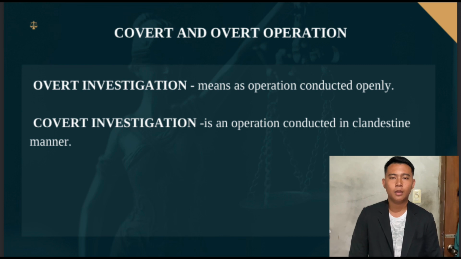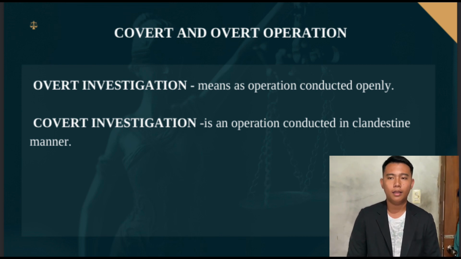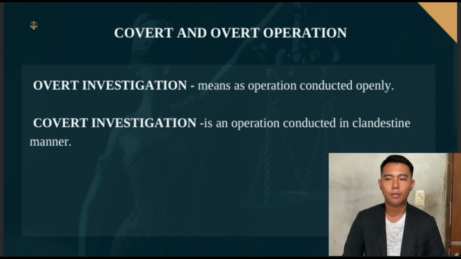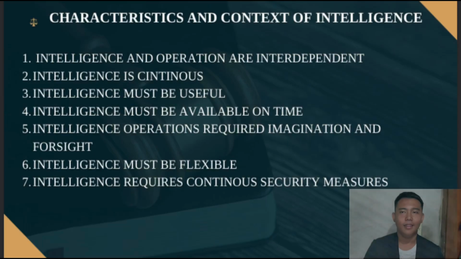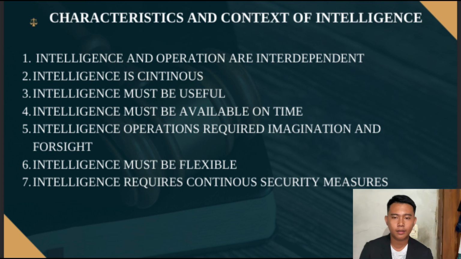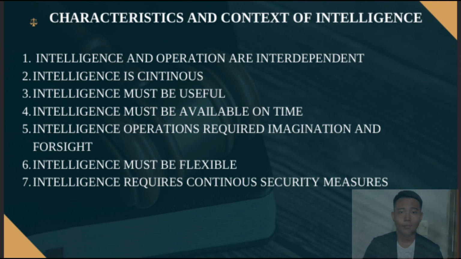The first one is overt. Overt investigation is conducted openly or publicly, while covert investigation is conducted in a clandestine or secret manner. The characteristics and context of intelligence. Intelligence and operation are interdependent, as intelligence provides valuable inputs for the effectiveness of police operation. In like manner, operation provides for the continuity of intelligence activities.